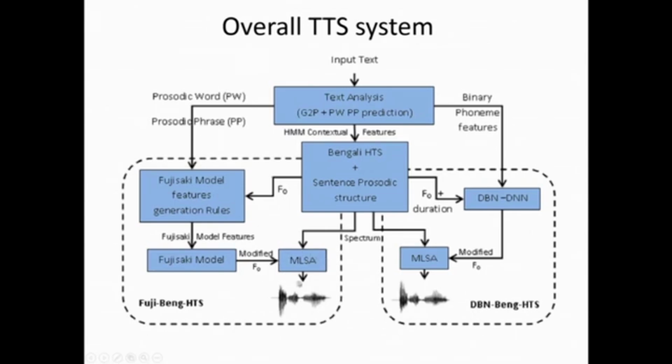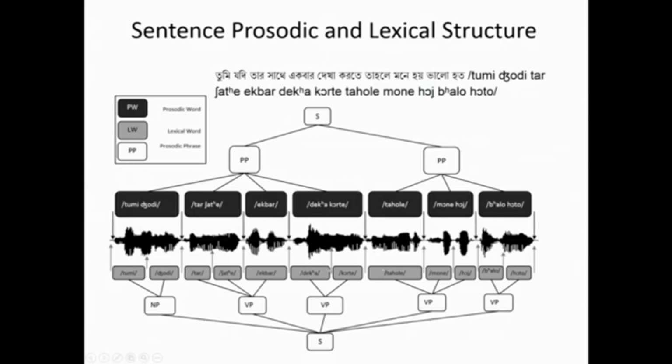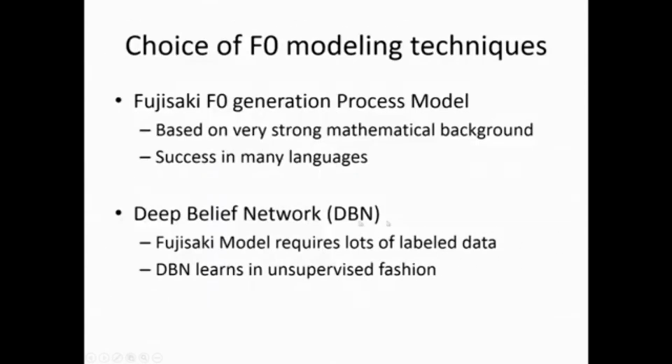So, F0 is modified. Duration information and segmental information come from the HTS engine. We are not doing anything on the duration and syntactic. Duration is based on the prosodic structure training we get using HMM modeling, but F0 is modified based on the two models. I will show you that there are two kinds of modeling we have done. One is called the Fujisaki F0 generation process model, another is the deep belief network based model.